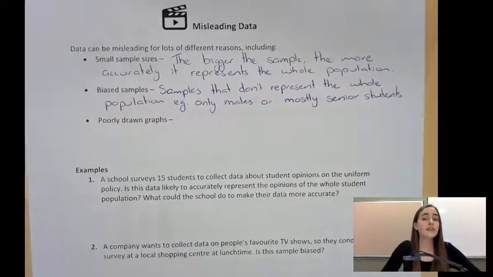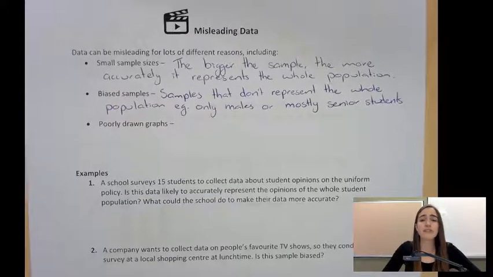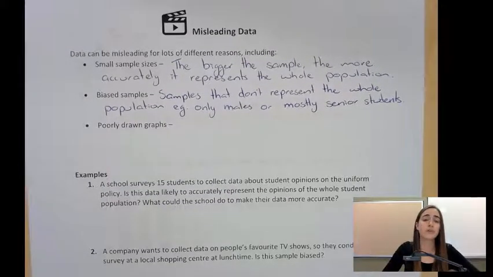A third way that data can be misleading is if our graphs are poorly drawn. So we're displaying the data, but it's not accurately representing the true data. Poorly drawn graphs might be that the axes aren't labelled, so we don't have any units, we don't know what the graph is representing.